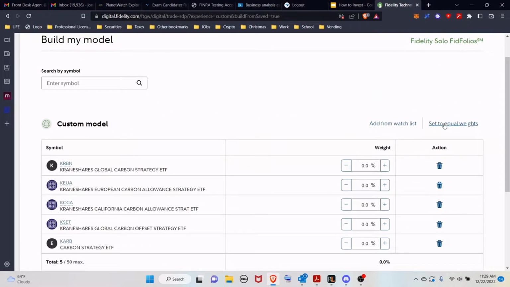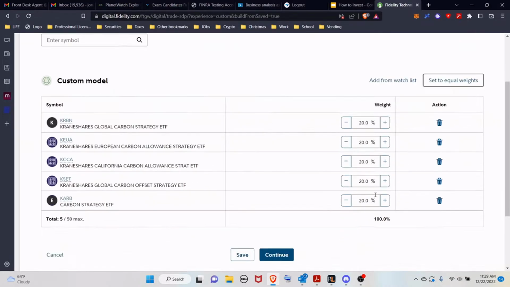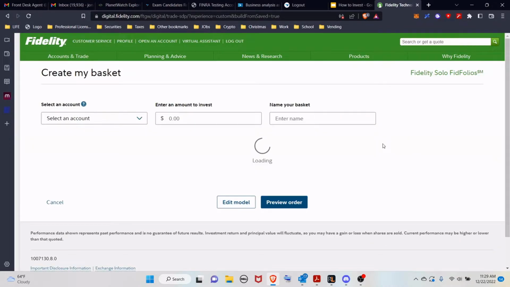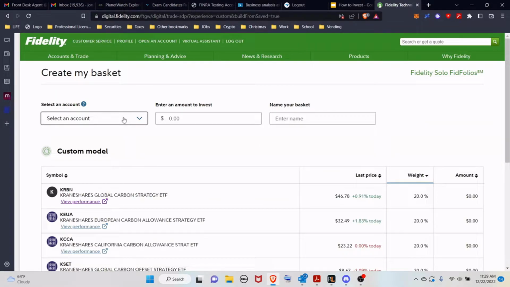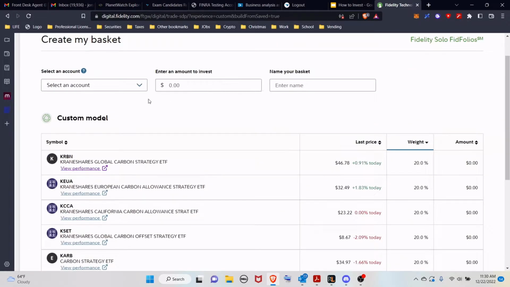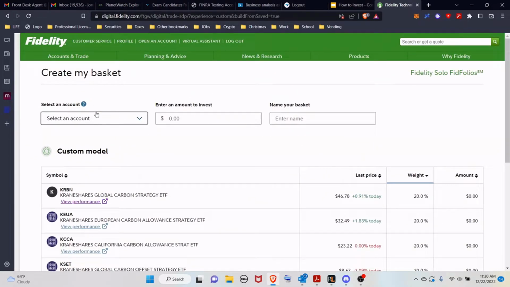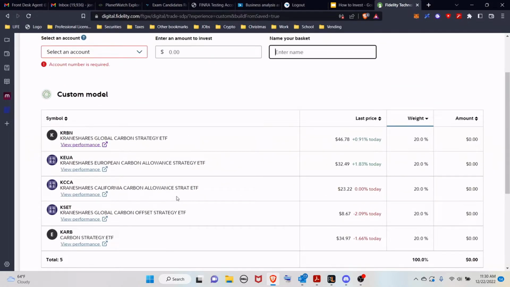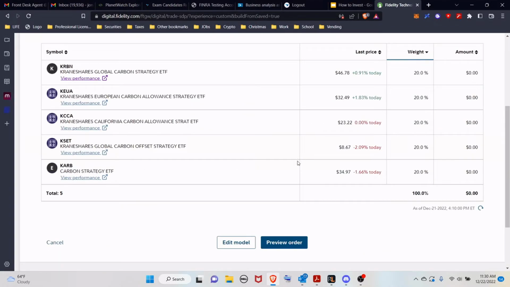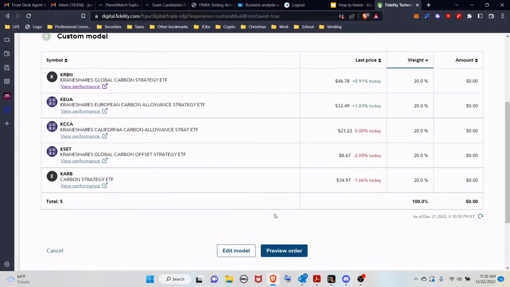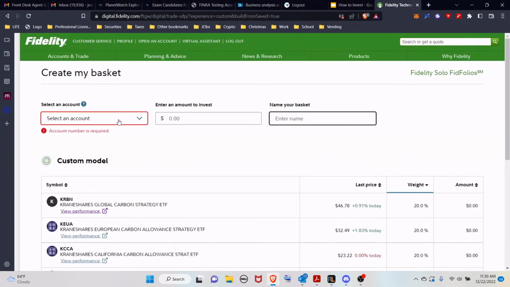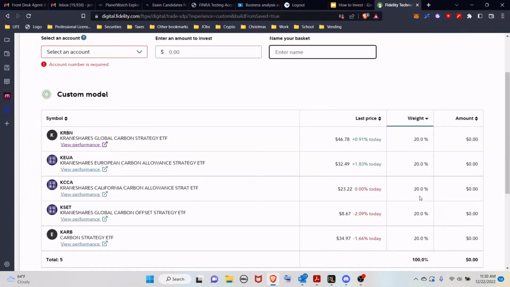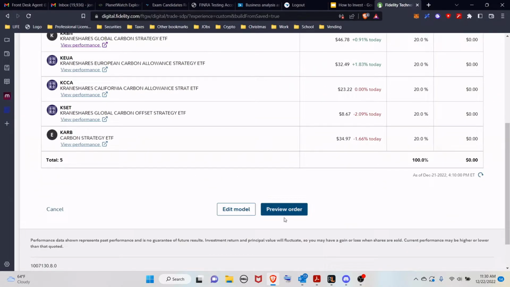This is just playing around, so I'm just going to set it to equal weights. Going to continue. We're going to pick which account we want. Again, this is just for trial purposes. I already have one of these going, so click my account there, click the amount we want to go with, and then we name it. I would just name this one Carbon. After we put in the amount that we want to invest, name it, and select the account that we're going to go in, it's going to buy an equal weight what we had specified.